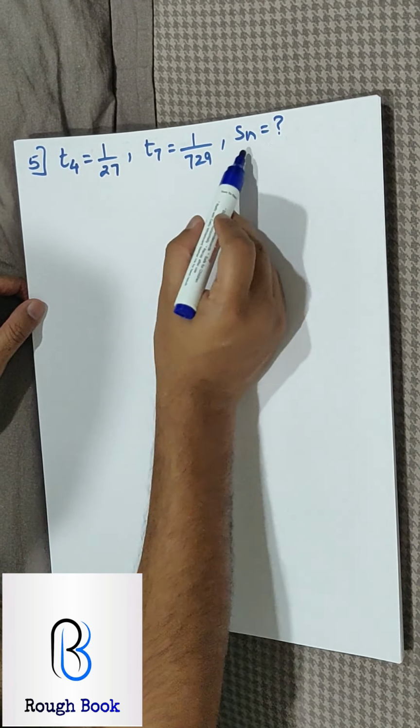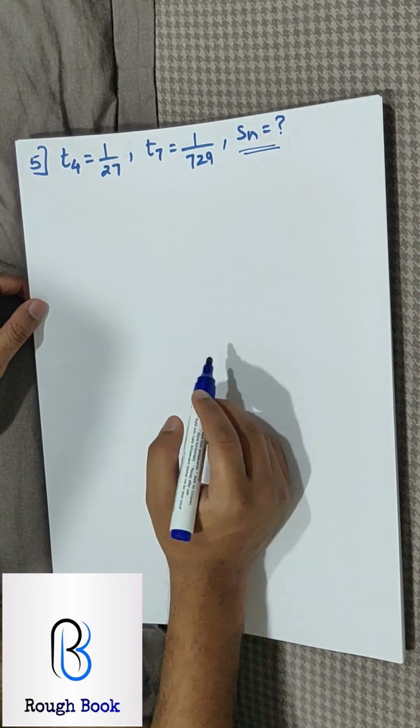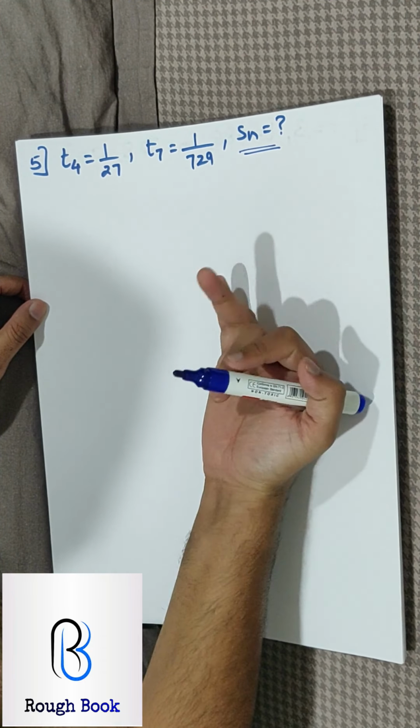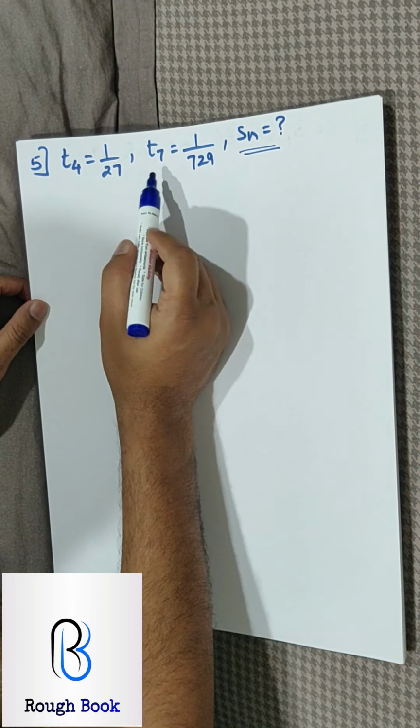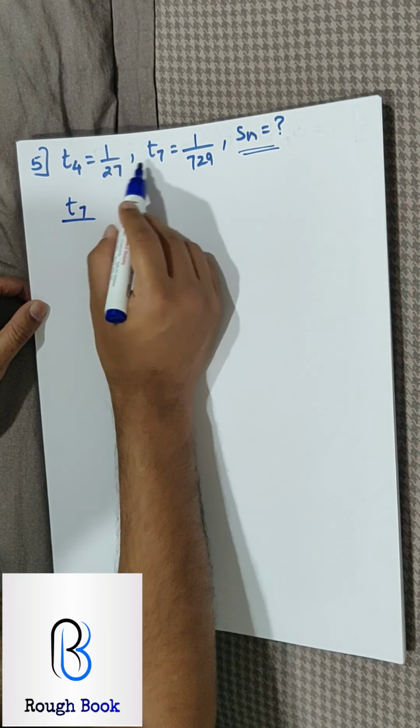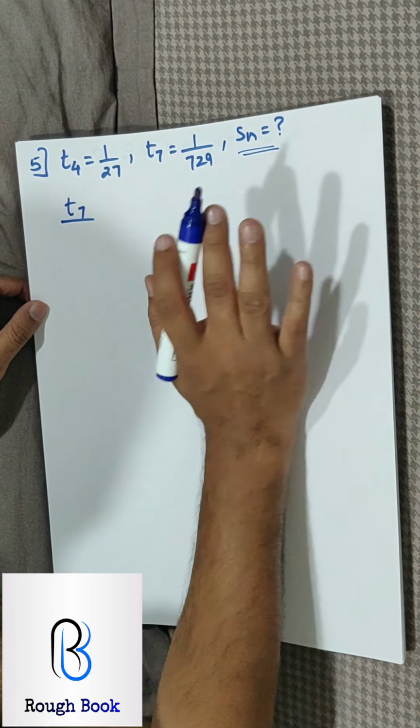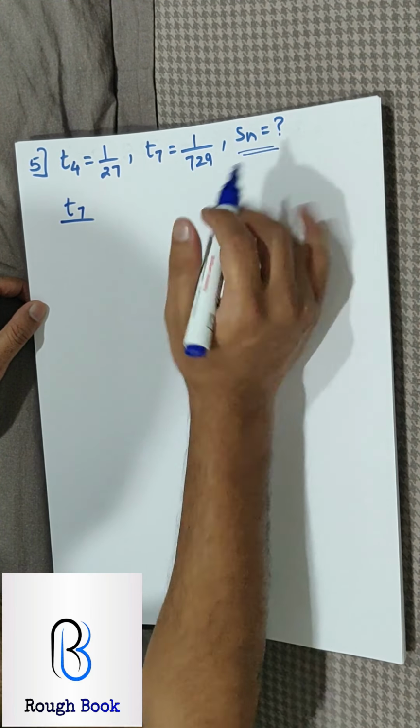Fourth term is this, seventh term is this. Find the general term for the sum. So first find a and r. You remember the method of dividing these two? Find a and r, then substitute that in this and get the general term Sn without substituting n. Come on, hit it.